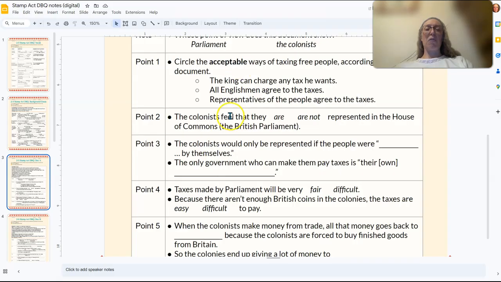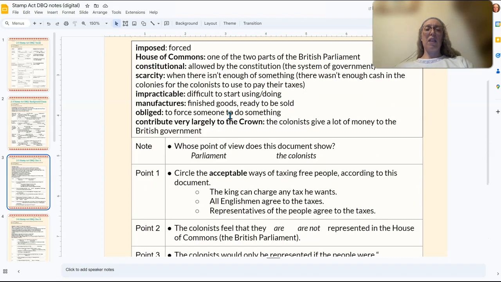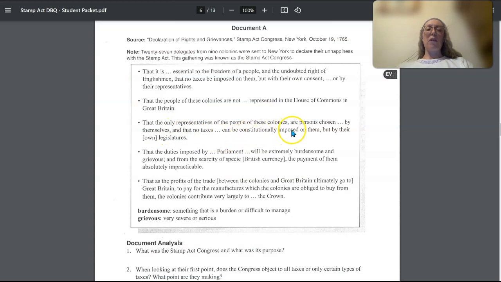I think I need to look at some vocabulary there. Let's see. Constitutional. Constitutionally is the word. Constitutional means allowed by the Constitution or by the system of government. The only representatives of the people of these colonies are persons chosen by themselves, and no taxes can be constitutionally, or following the rules of the government, can be imposed on them. Forced is imposed. Except unless it is by their own legislature.